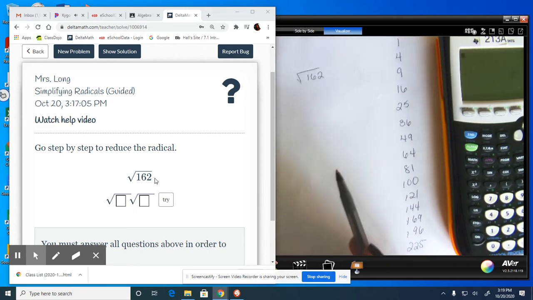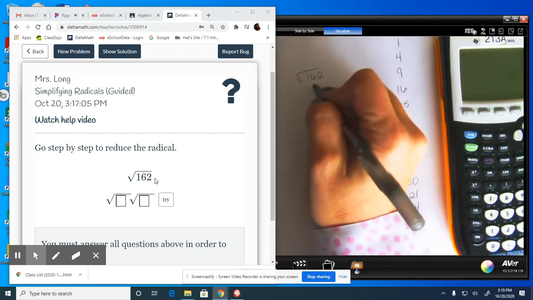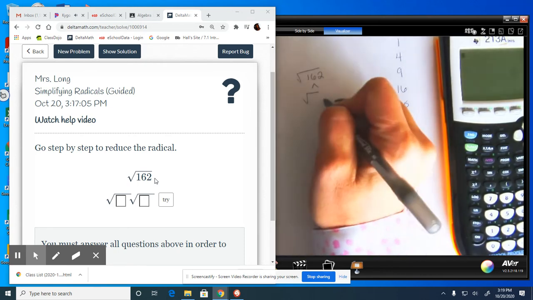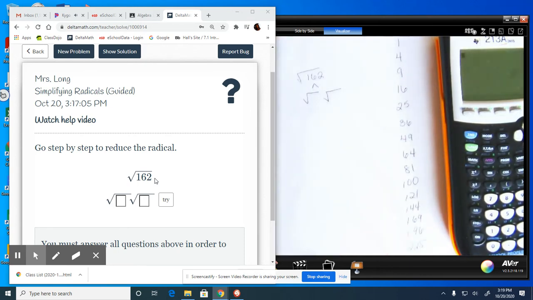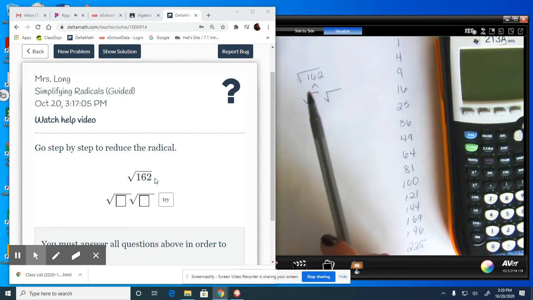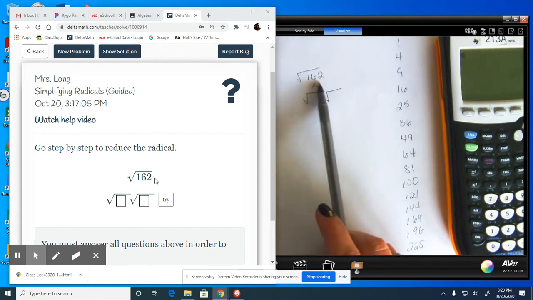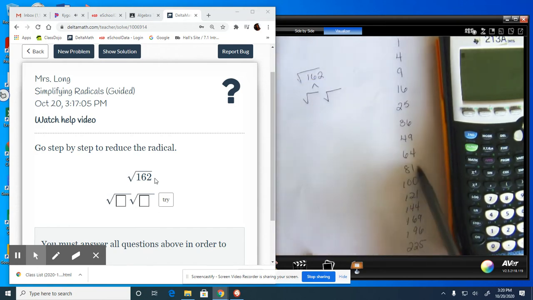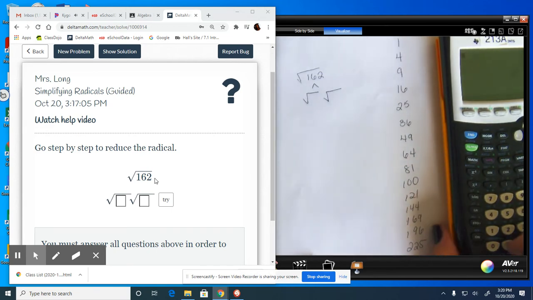Okay. So now simplifying radicals, what we're going to do is first split what we have into two separate radicals. And then we're going to look at our list of perfect squares and see what the largest one is that we can start to divide this number by. So I'm looking for a number that is smaller than 162, but pretty close to it. So 169 is too big, so I'm going to start with 144.